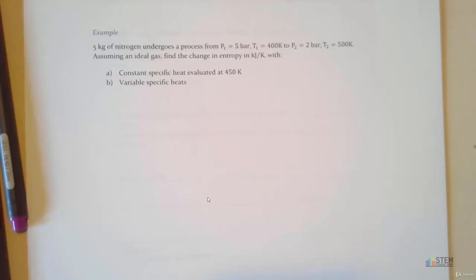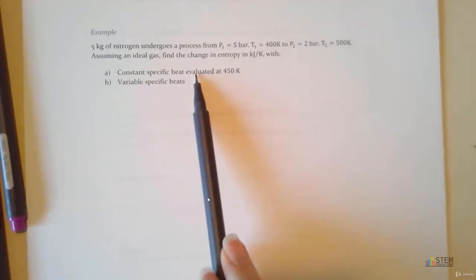Let's do one more example for this section. For this problem, we're going to have 5 kilograms of nitrogen. It's undergoing a process from a pressure of 5 bar and a temperature of 400 Kelvin to a pressure of 2 bar and a temperature of 500 Kelvin. So we are decreasing pressure but increasing temperature. We're going to assume an ideal gas and we're going to find the change in entropy with constant specific heat.